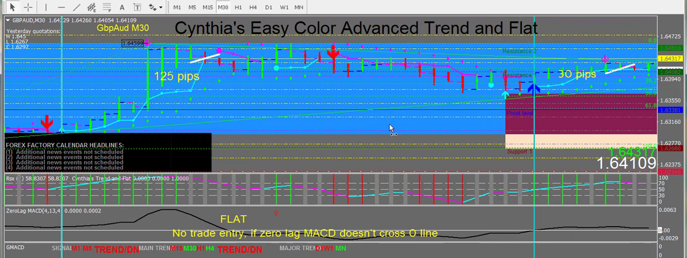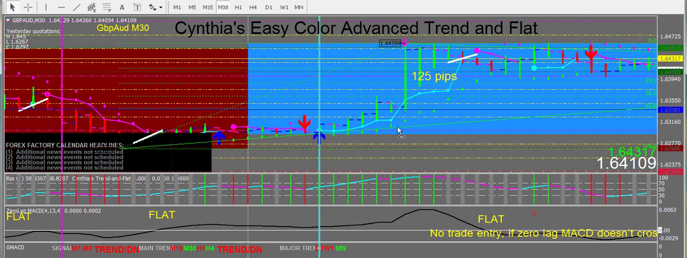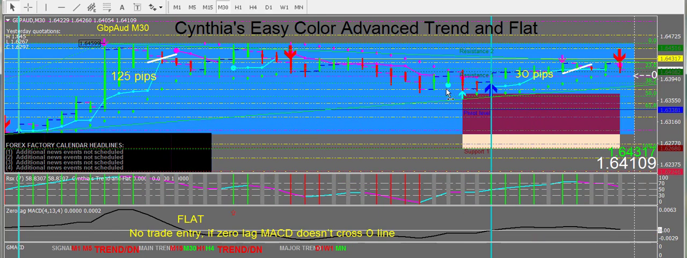And as you know from previous videos, we're trading according to the direction of the colored box. This is a red box, so we're only going to be taking short trades. This is a blue box, so we're only going to be taking long trades.